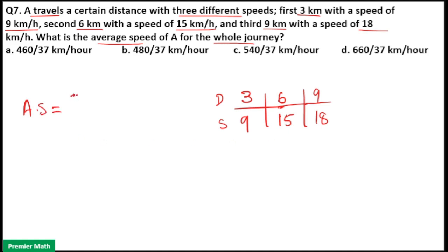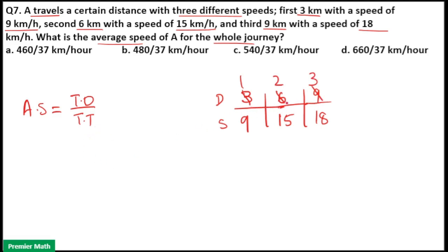Average speed is equal to total distance by total time. Here time is not given. Time is equal to distance by speed. Here you can see in average speed, distance is both in numerator as well as in denominator. So you can cancel the big numbers. That is, take the ratio of 3, 6 and 9. That is 3 by 3 is 1, 6 by 3 is 2, 9 by 3 is 3. So we cancel this number.